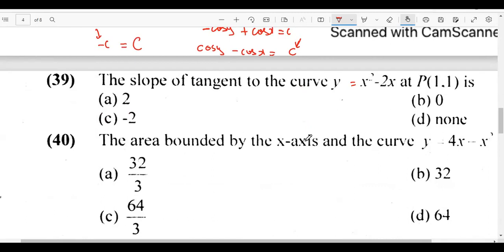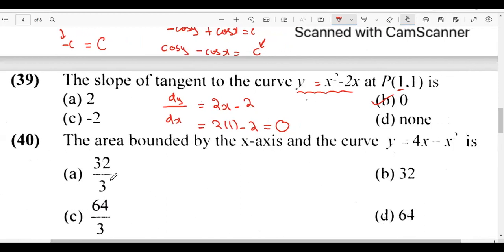The slope of tangent to the curve at P(1,1). So slope of tangent, the equation is given. How do we find the slope? By differentiating, dy by dx would be 2x minus 2. We plug in the value of x. This is what you were saying that you have only seen these cases. So 2 into 1 minus 2 and this would give you 0. So the answer is going to be B. Okay. All right, let's talk about the next one.